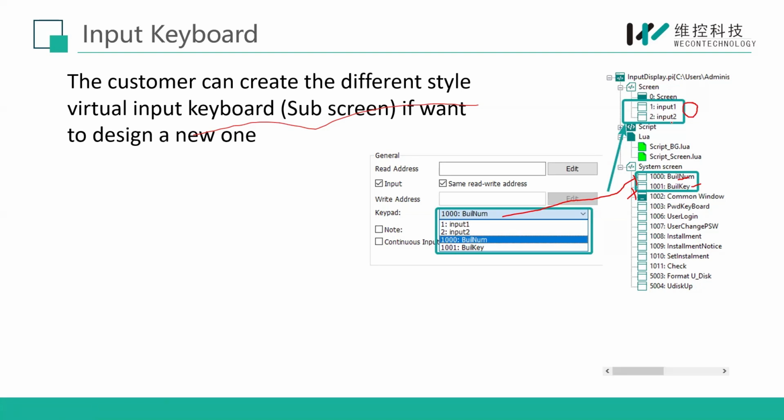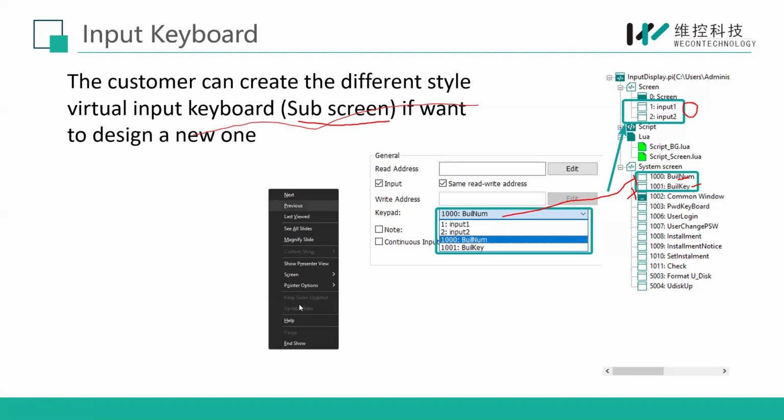You can see input one and input two are subscreens. So you can use this subscreen and select your subscreen here in the display. This way you can use your customized keyboards.